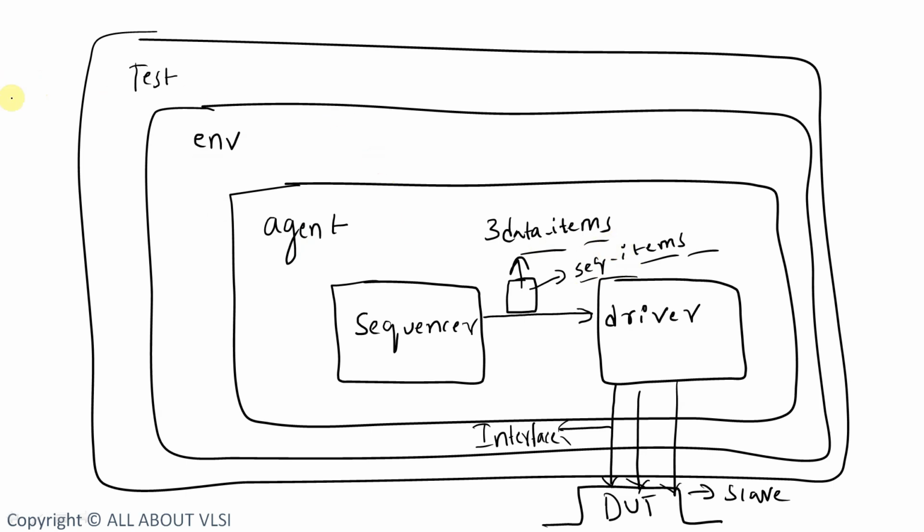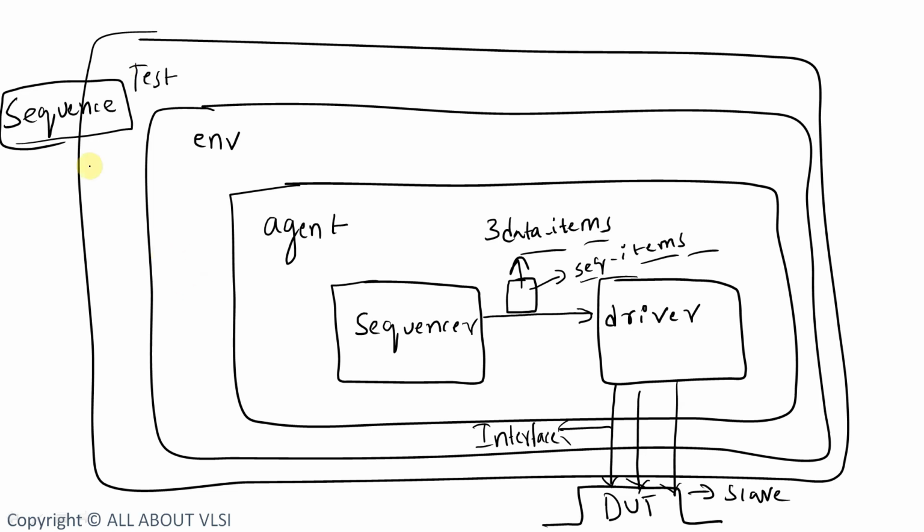There will be a sequence present, and this sequence is not a part of the test bench hierarchy. Whereas the sequencer, driver, agent, environment and test are all part of the test bench hierarchy, so these are known as components. The sequence is independent of the test bench hierarchy, and it is known as an object.